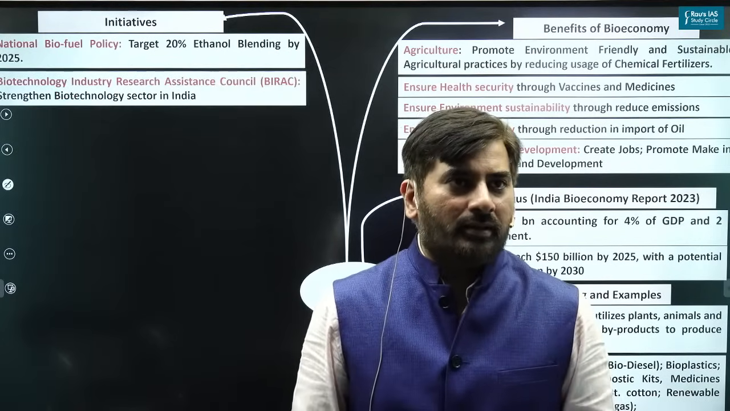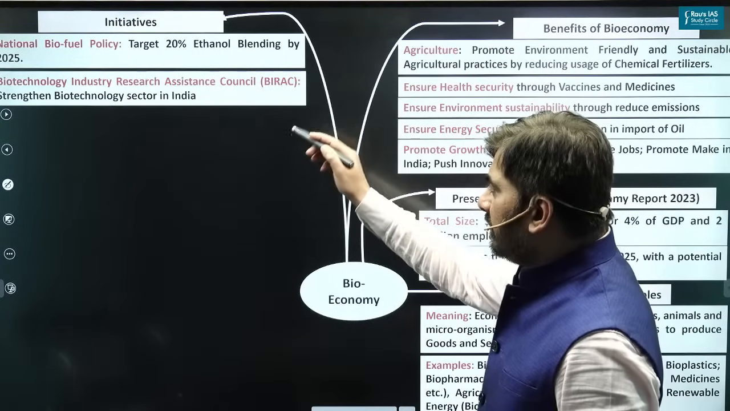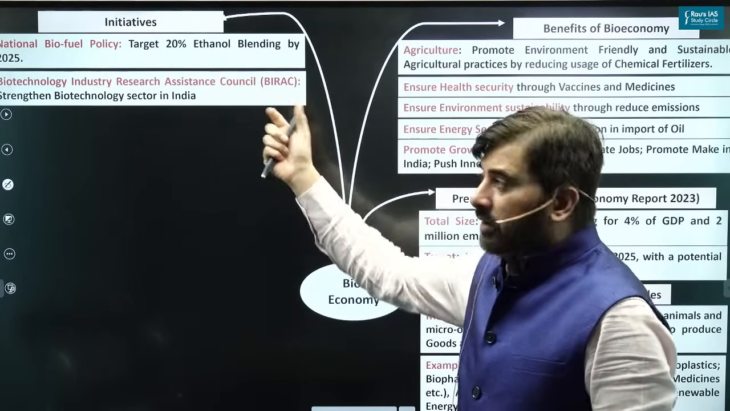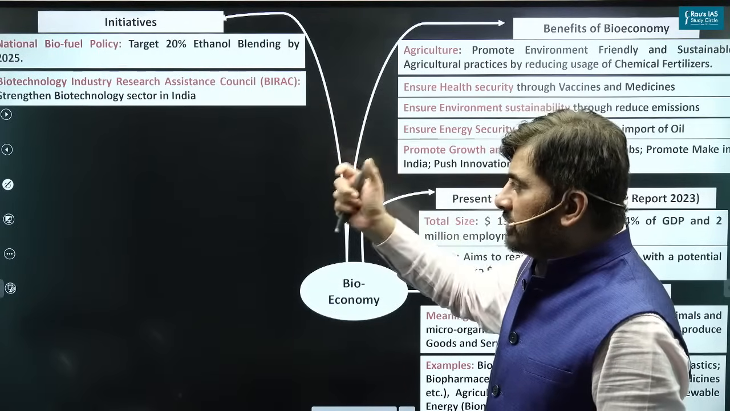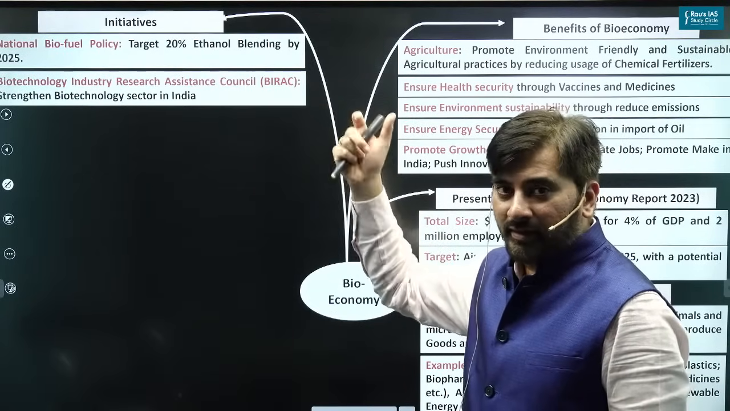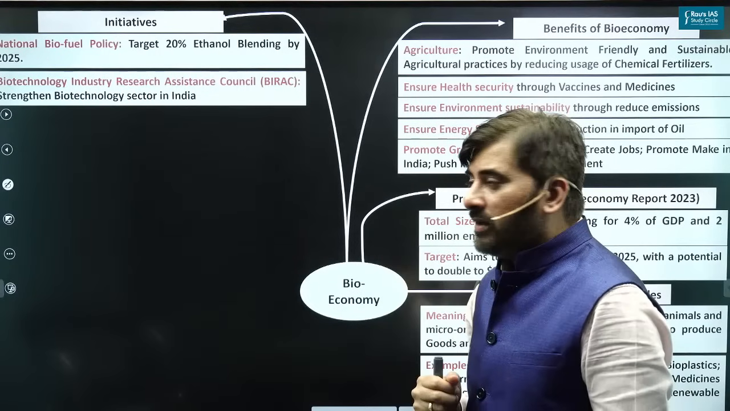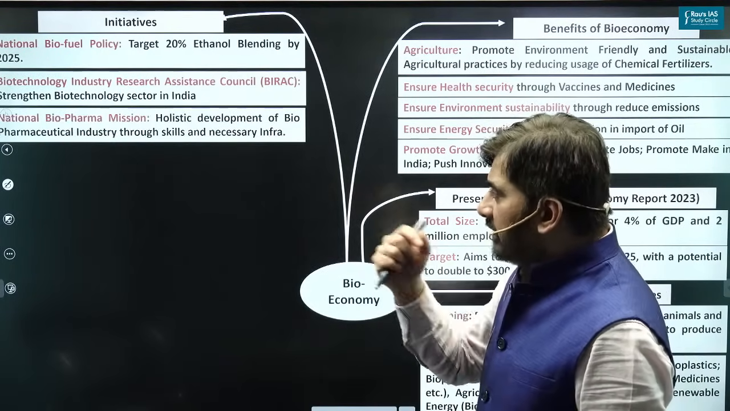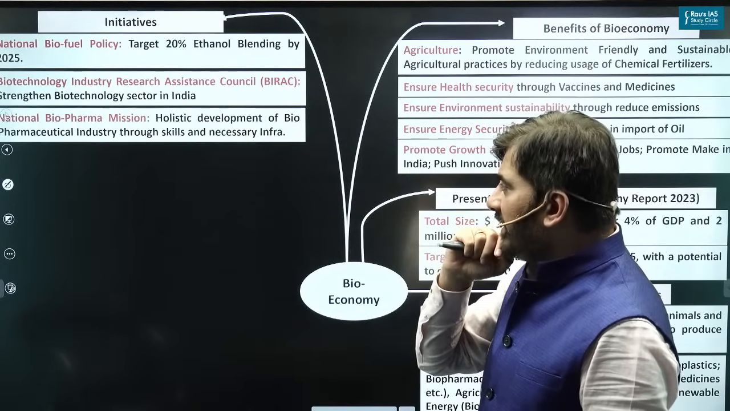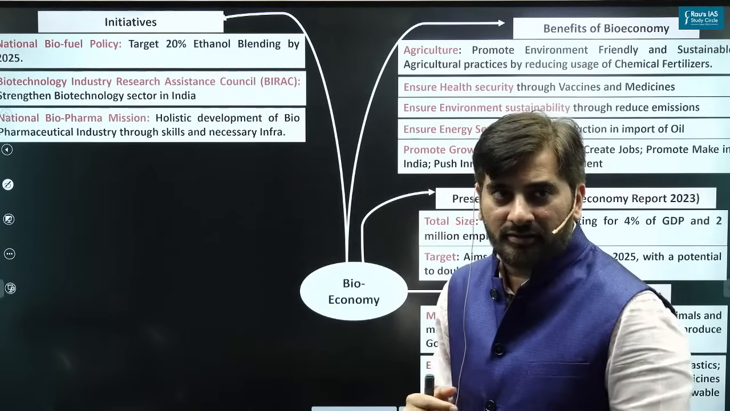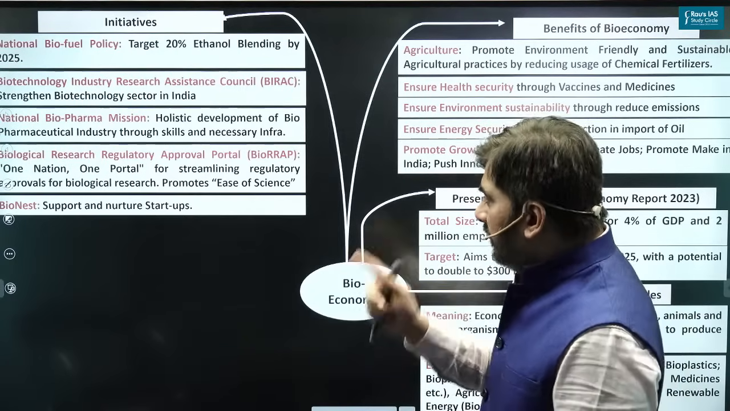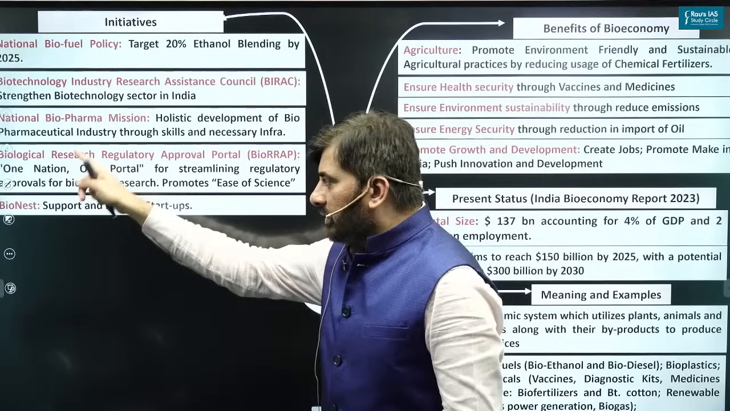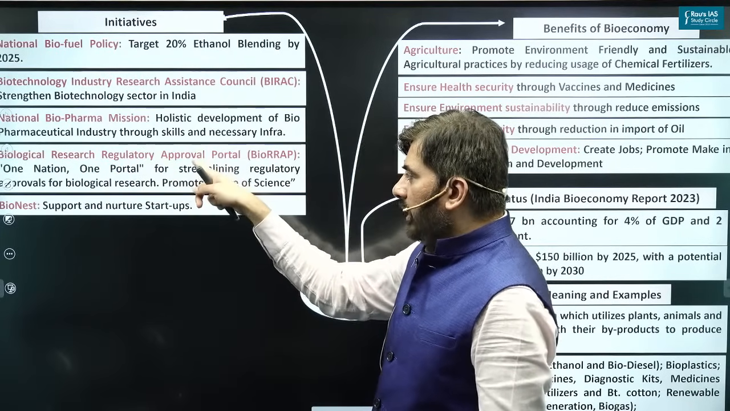We have come up with the Biotechnology Industry Research Assistance Council. It's a separate institution called BIRAC. This institution works under the Department of Science and Technology in order to strengthen the biotechnology sector in India. Then we have launched the National Biopharma Mission for the holistic development of the biopharmaceutical industry. We have launched a portal called the Biological Research Regulatory Approval Portal.